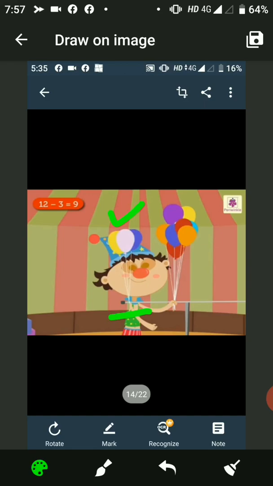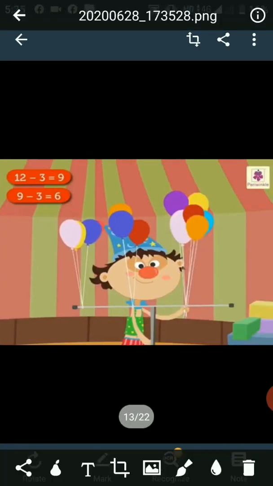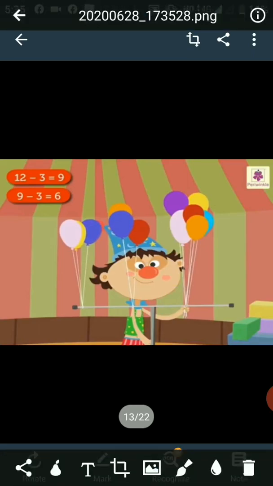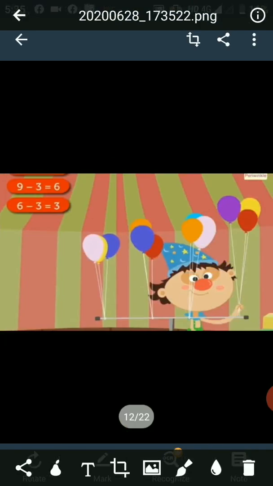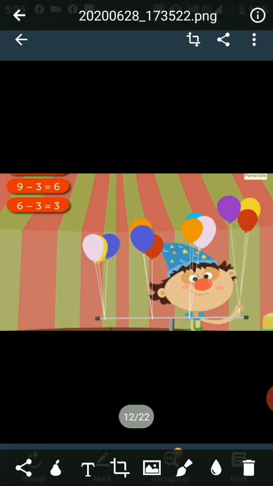So 12 minus 3, how much comes? 9. So how many balloons are left? 9. Now, this clown is again making a group of 3 balloons. And now how many balloons are left with him? Yes. From 9, if I minus 3 balloons, now how many are left? 6. So how many balloons does the clown have now? 6. Now again he takes out 3 more balloons, meaning he takes equal balloons in every step. And now how many balloons are left with him?